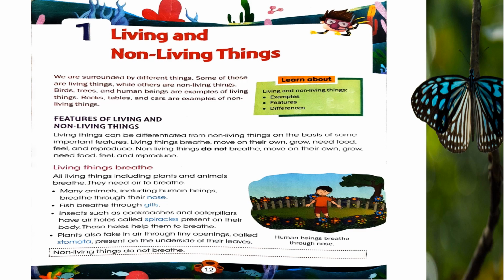Features of living and non-living things. Living things can be differentiated from non-living things on the basis of some important features. Living things breathe, move on their own. They can grow. They need food. They can feel and can reproduce.